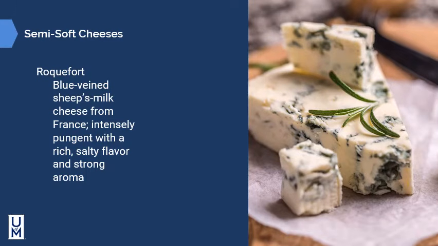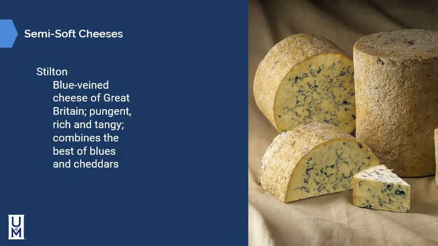Roquefort, blue cheese of sheep's milk made from France. It's intensely pungent with a rich, salty flavor and a strong aroma. Stilton is the grandfather of all the blue cheeses. Blue vein cheeses of Great Britain. It's pungent, rich, and tangy, and combines the best of the blues and the cheddars.